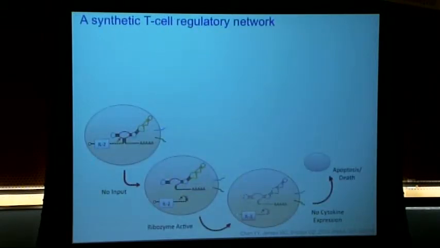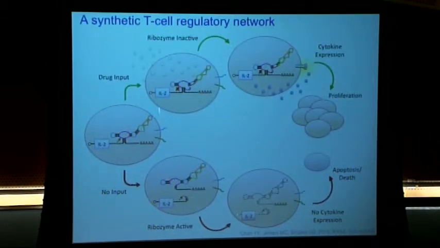And so again, the basic system design looks like this, where you have our ribozyme-based control system regulating a cytokine like IL-2. In the absence of drug, the ribozyme is active. You would get apoptosis or death. In the presence of drug, the ribozyme becomes inactive. Your cytokine is expressed. You should have proliferation and survival of the T cell.